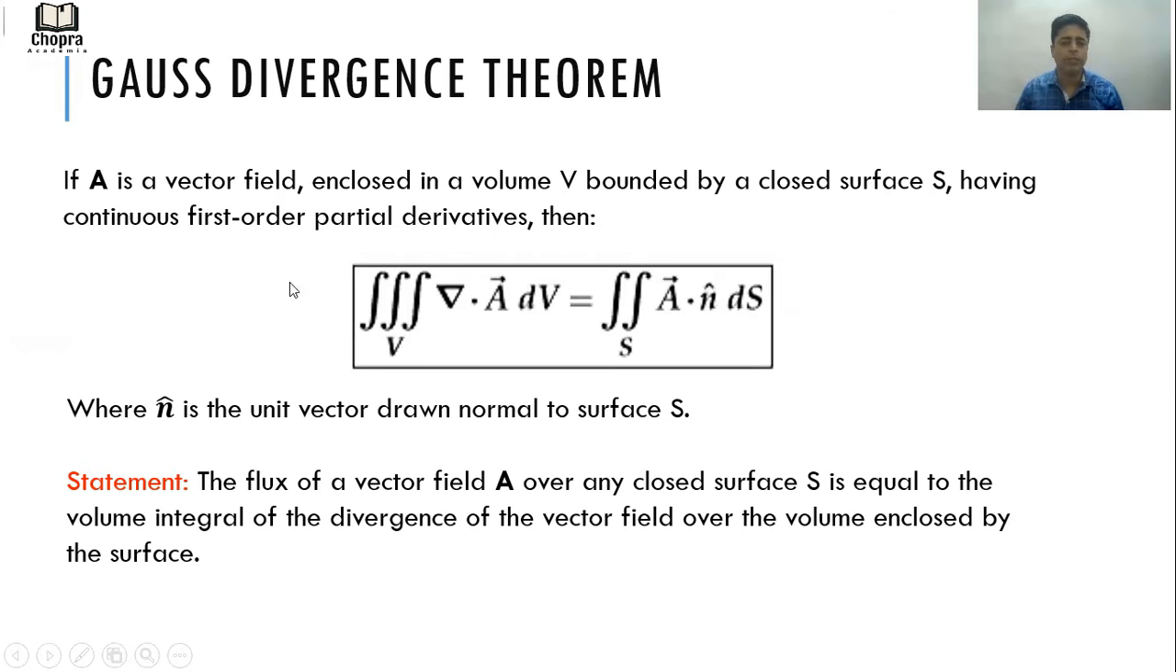So this is a conversion theorem. You will have to remember the theorem and we'll be using this result in further derivations. So the statement goes as: the flux of a vector field A over any closed surface S is equal to the volume integral of the divergence of the vector field over the volume enclosed by the surface.